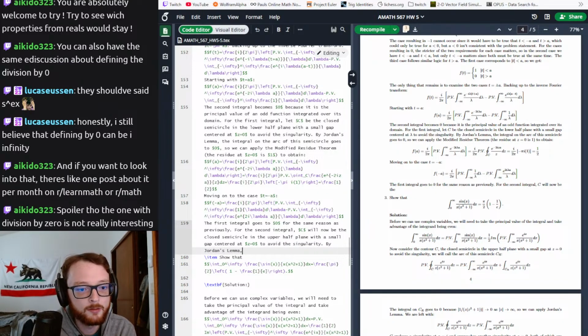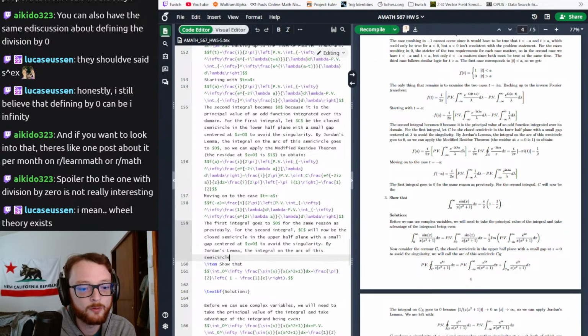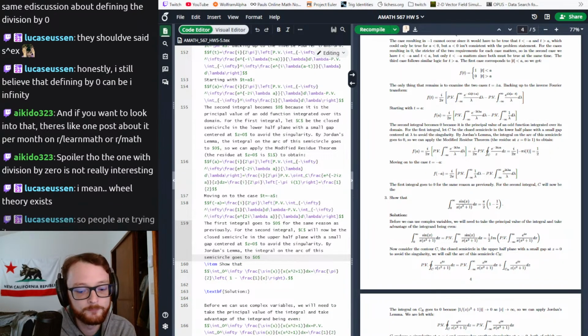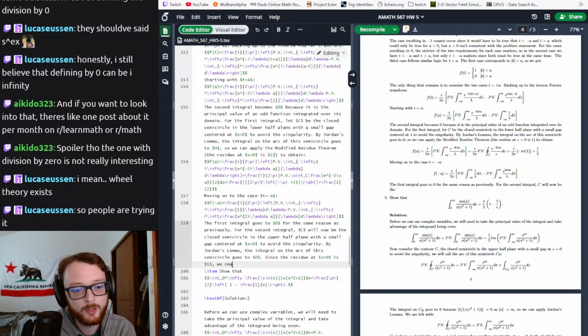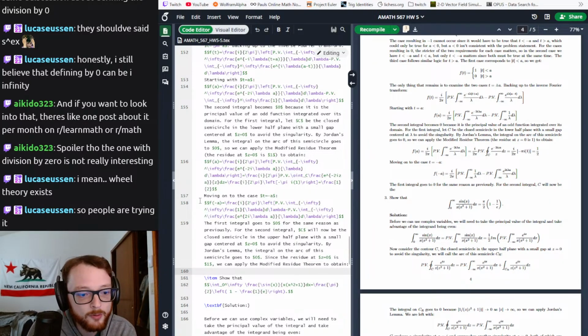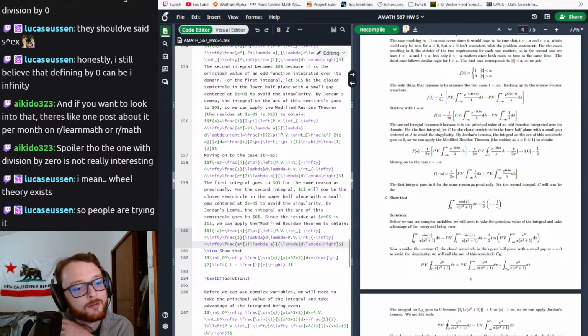Jordan's lemma again. The integral on the arc of this semicircle goes to 0. Since the residue at z equals 0 is 1, we can apply the modified residue theorem to obtain basically the same thing. Going division by 0 is not really interesting. Fair.